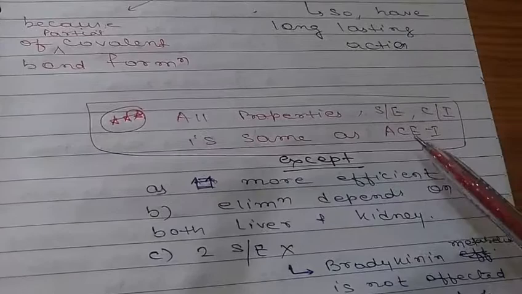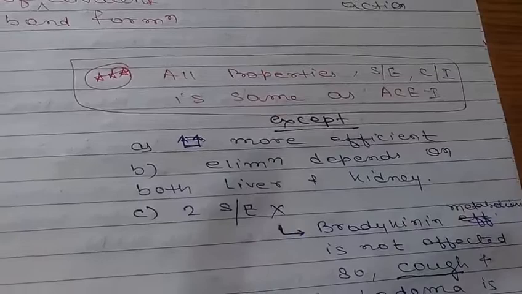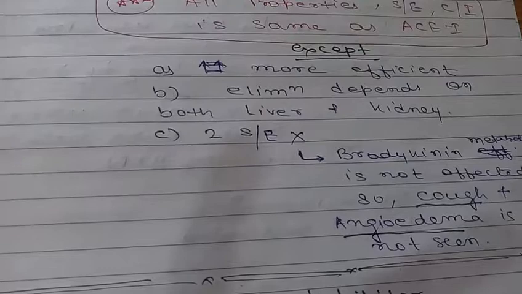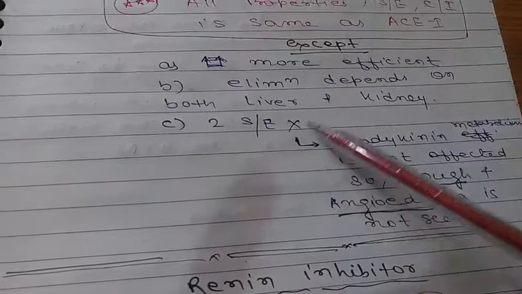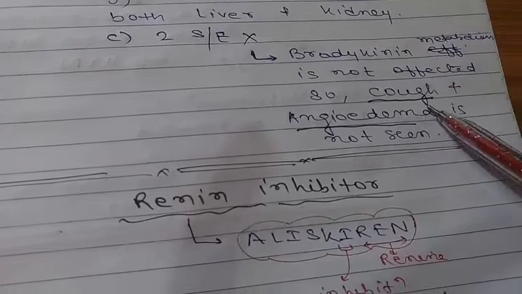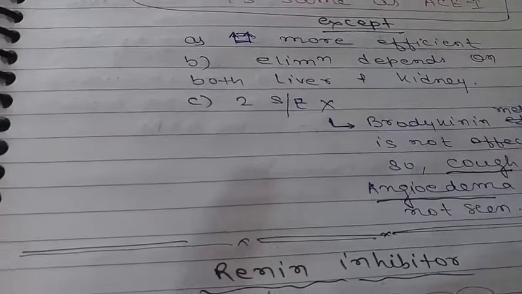Now all properties, that is side effects and contraindications, are the same as ACE inhibitors except three. That is, they are more efficient compared to ACE inhibitors. Their elimination depends on both liver and kidney, whereas in ACE inhibitors, elimination depends mainly on kidney, except two drugs. Then two side effects are not observed in this case. That is, bradykinin metabolism is not affected, so cough and angioedema are not seen when you are giving angiotensin receptor blockers. Now the next class is your renin inhibitor.